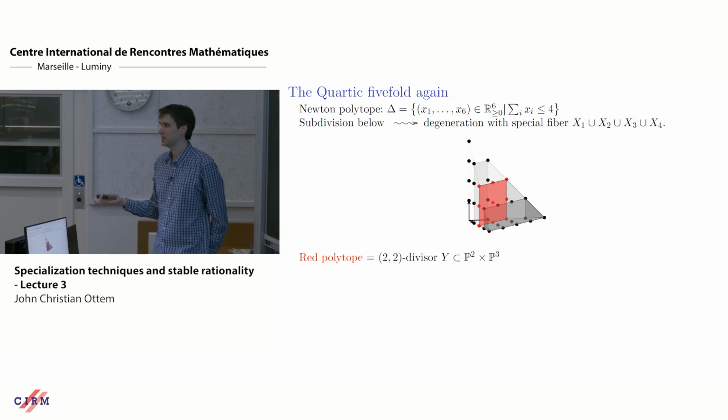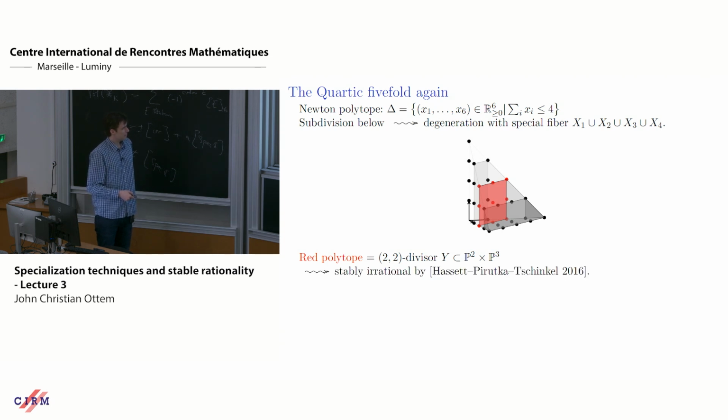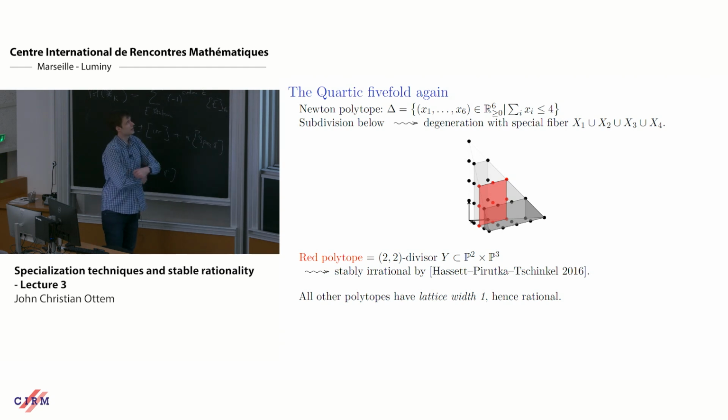So this is exactly the Hassett-Pirutka-Tschinkel example that we had. We had P2 cross P2, and a (2,2) divisor. So we know that something here is irrational. That's the red polytope that you see here. If you look in the 6-dimensional analog of this picture, you can just see that all of the other lattice polytopes have lattice width 1. So all of the other polytopes are rational. There's this one irrational guy, and all of the other polytopes have lattice width 1.